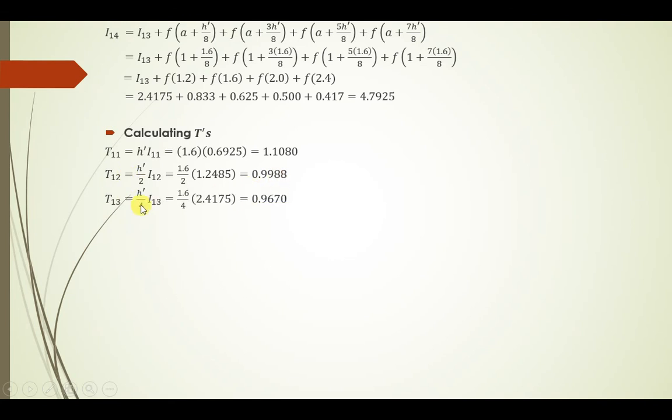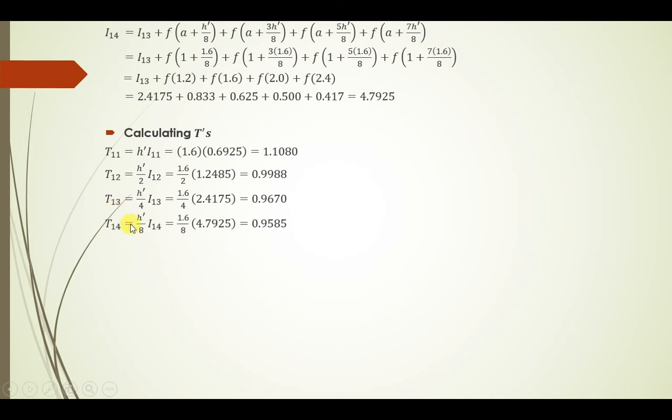The third one is t13. t13 is h prime by 4 into I13. Replace h prime and replace I13, and calculating this, we get this answer. This answer is actually t13.